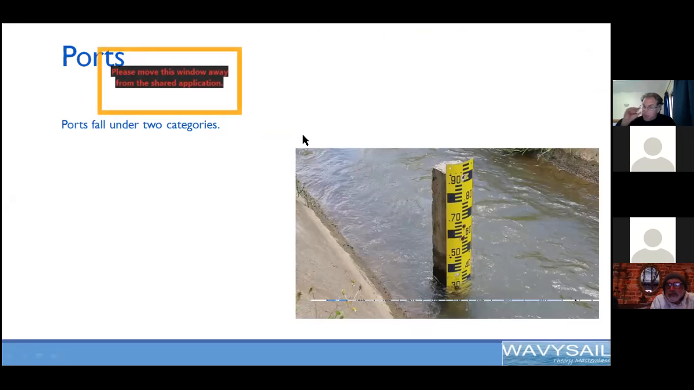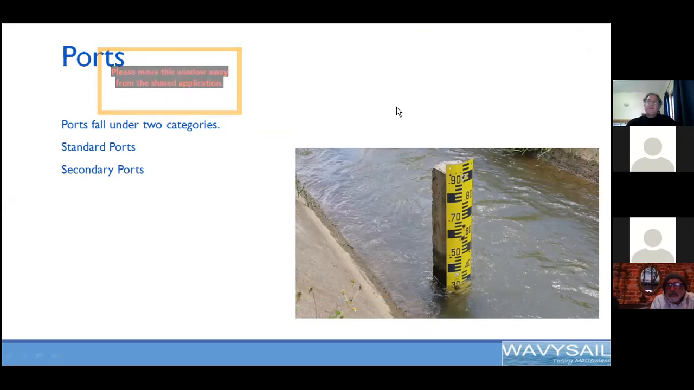Ports. Obviously a tide table comes through specific ports. And there are two categories of ports. The first one is a standard port where the tide is actually measured, recorded, and they have hourly information from a standard port. Secondary ports are where the tide is not recorded. And you have to work an estimation with that.